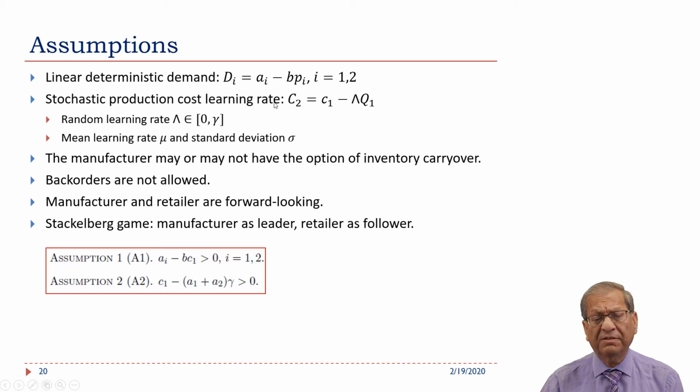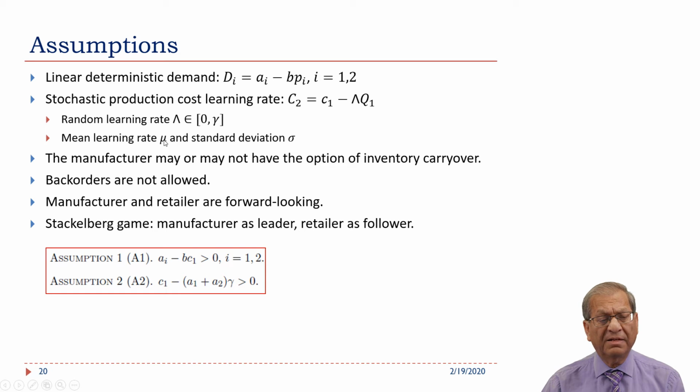The production cost learning is given by a dynamic equation, which is C2 equals C1 minus lambda times Q1. As you can see, C1 is the initial cost, Q1 is the production quantity in period 1, and lambda is the learning rate. So lambda times Q1 is the reduction in the cost of production, and C2 is then the cost of production in period 2. Since lambda is a random variable, C2 will be realized at the beginning of period 2. Lambda takes values between 0 and gamma. 0 means no learning, and gamma means maximum learning, so the learning will be somewhere between 0 and gamma.